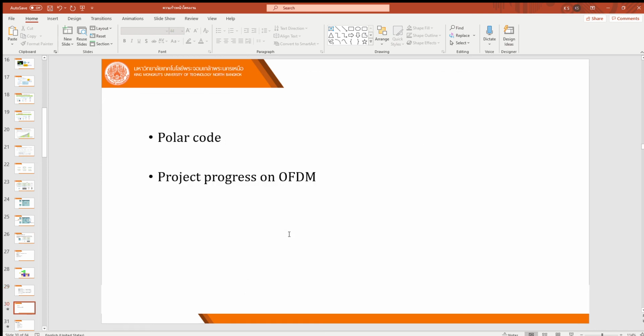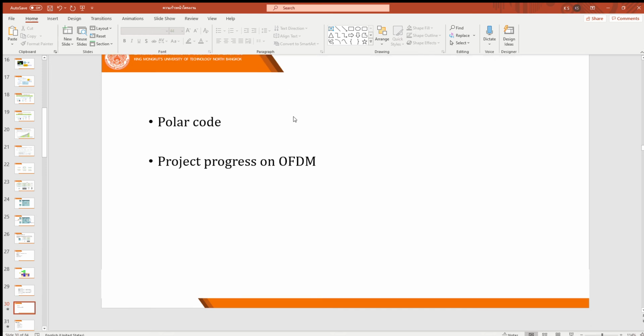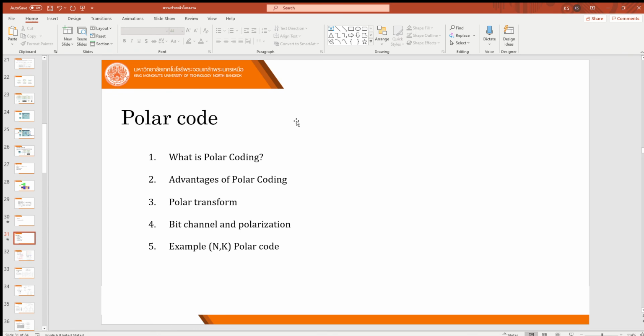For 5G, they use LDPC codes and polar codes, but because LDPC has been covered in many talks already, in this tutorial we will focus on the polar code, which is the new code for 5G. For polar code, we will talk about what polar coding is, what the advantages of polar coding are, what the polar transform is, bit channels and polarization, and an example of the polar code.